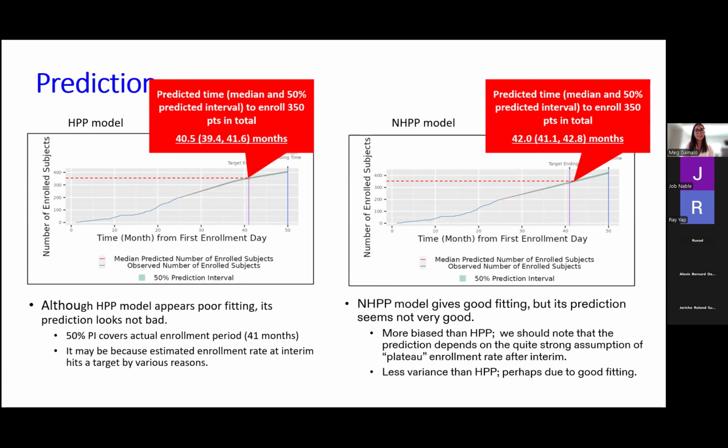One of the notes in here is that although the homogeneous Poisson process appears to have poor fitting, its prediction is actually not very bad at all. On the other hand, the non-homogeneous Poisson has good fit, but it's also bad when it comes to prediction because it's only fitting the training data and not fitting the prediction data, the validation data, very well. So nevertheless, I think the model is already informative from my perspective.